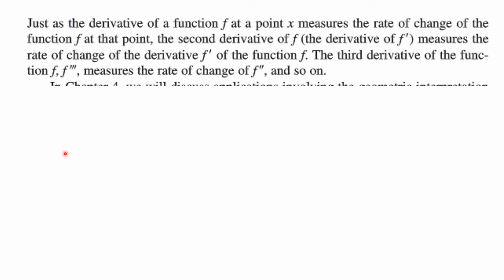Just as the derivative of a function f at a point x measures the rate of change of the function f at that point, the second derivative of f, the derivative of f prime, measures the rate of change of the derivative f prime of the function f. And the third derivative of the function f, f triple prime, measures the rate of change of f double prime, and so on. Again, the derivative is measuring instantaneous rates of change.